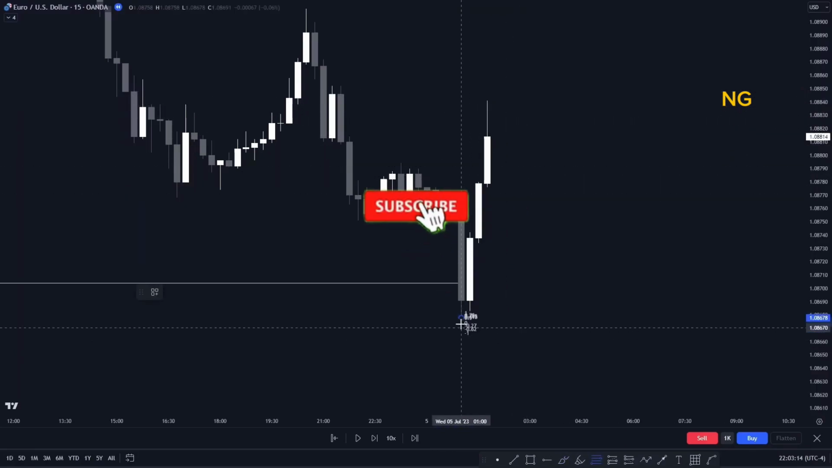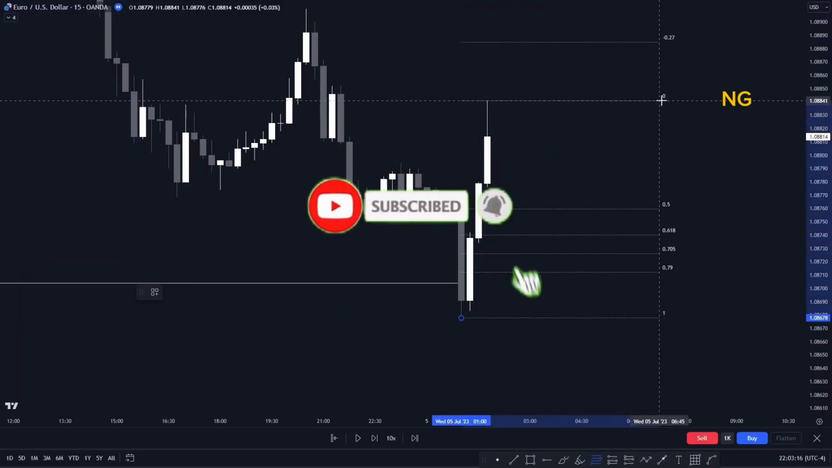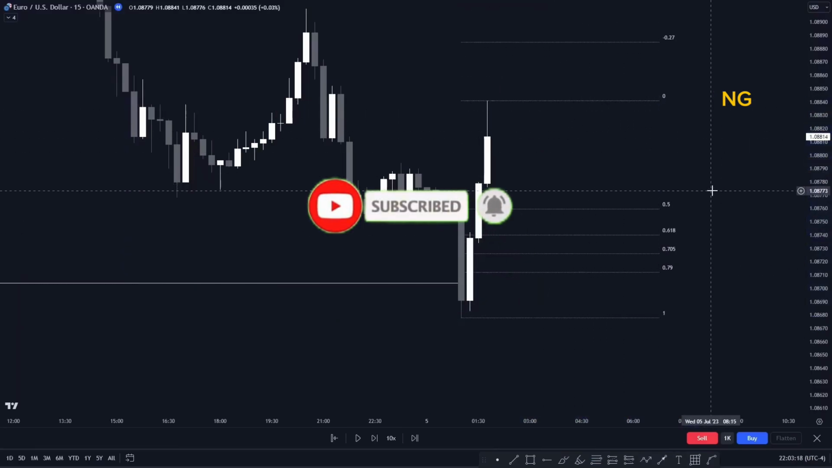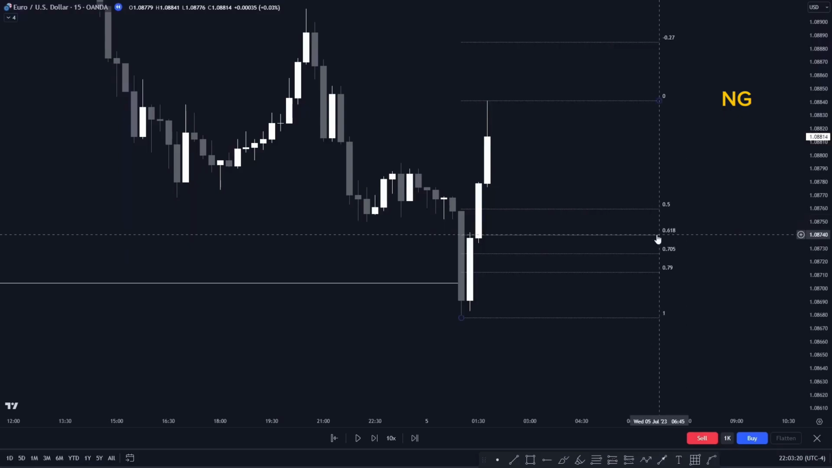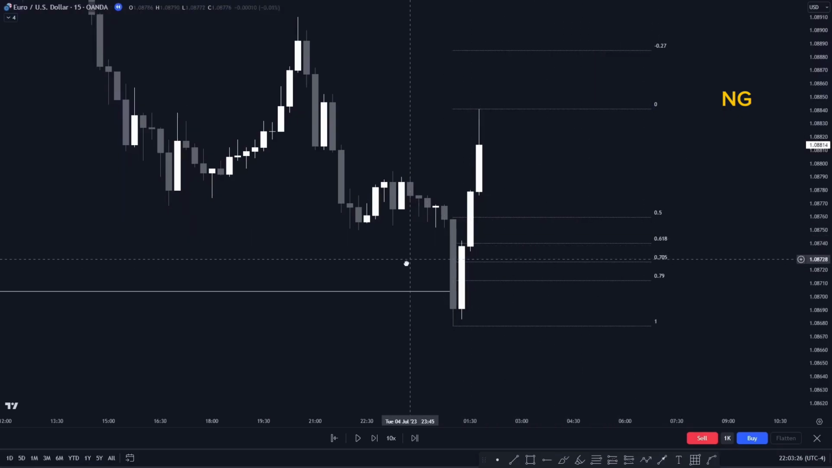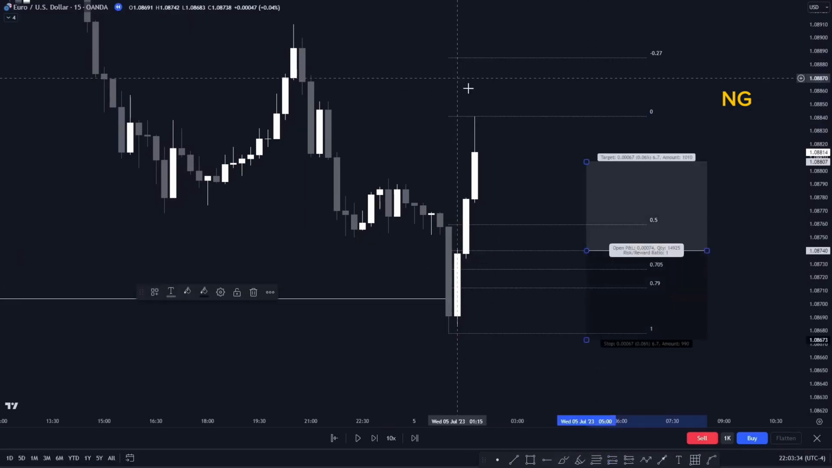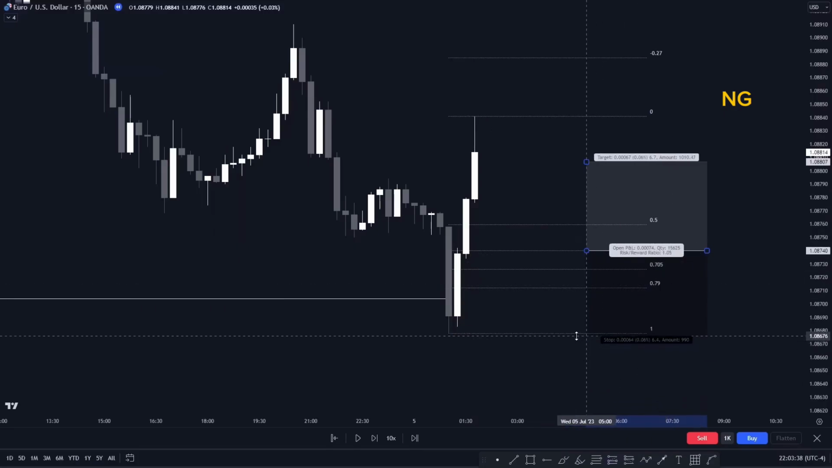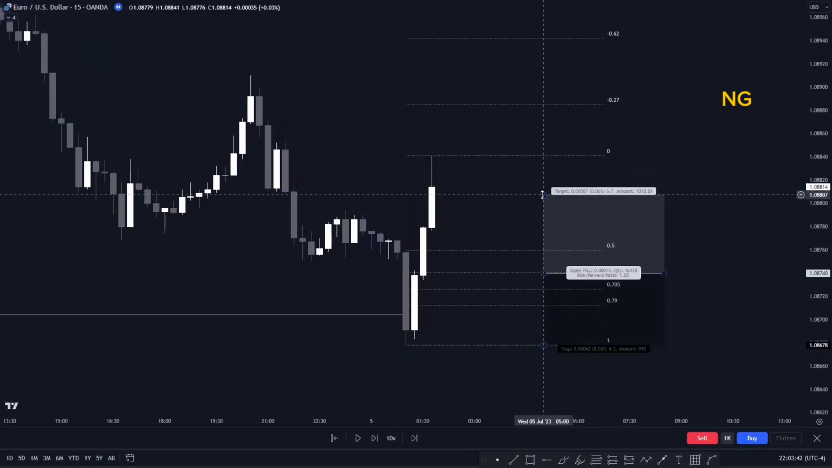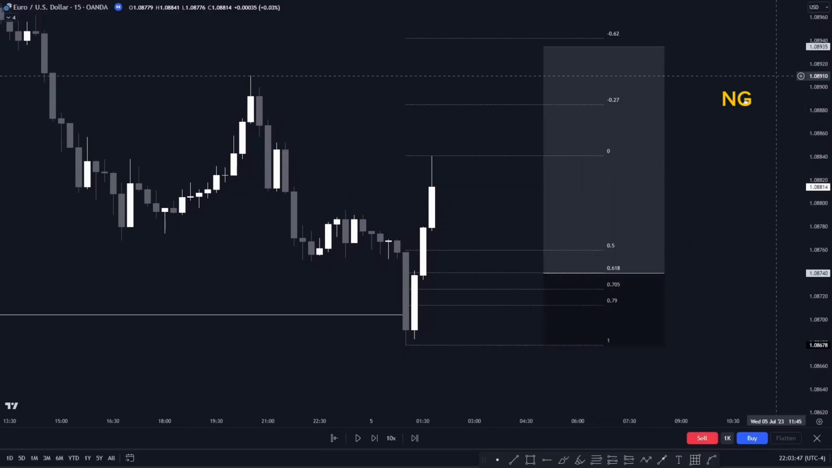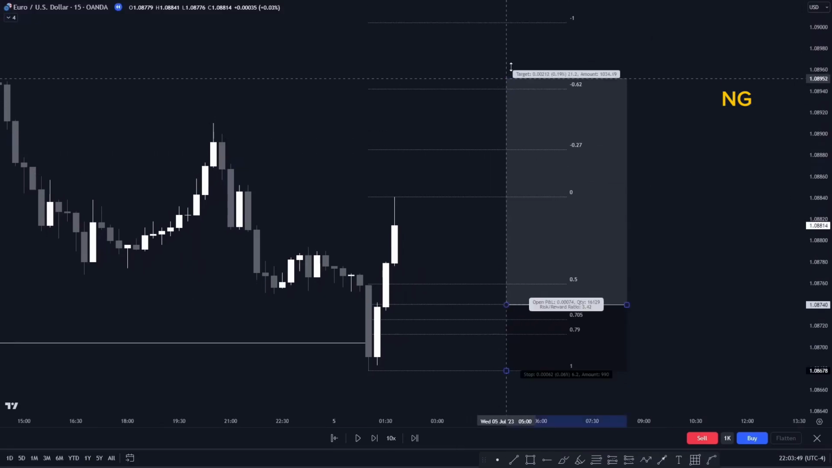We take our fib from the low to the high right here. Now we can see that the 62 also aligns with the fair value gap. So that's a good thing to see, okay? Now, I'll have my buy limit because sometimes price immediately goes down. So buy limit here, stop loss at the low at the 0, and then take profit at the 27, 62, and the -1.